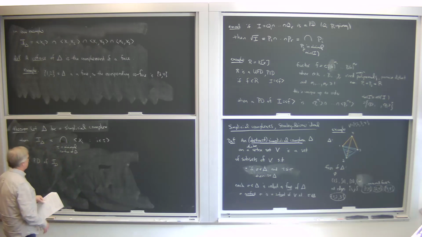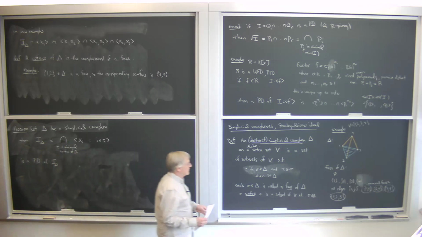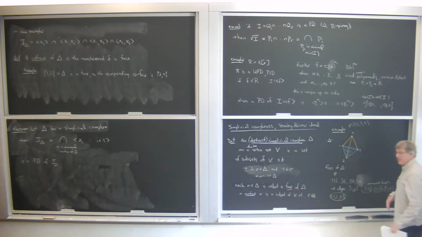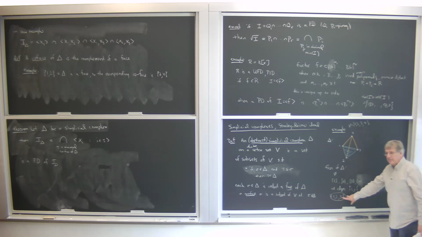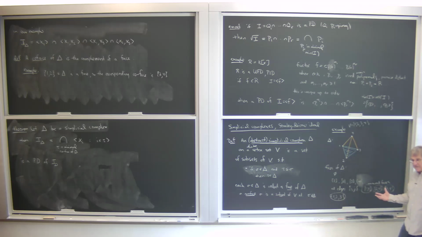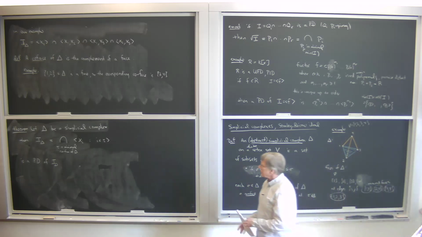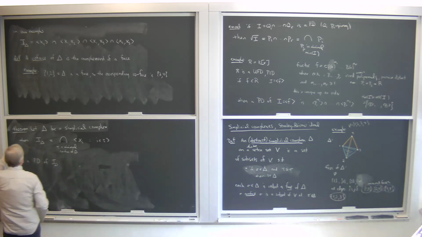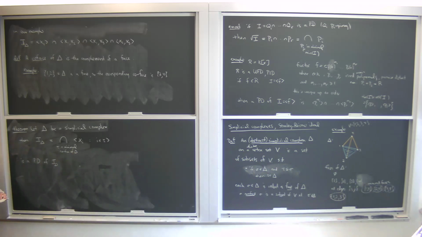So the minimal cofaces of delta are going to be the complements of the maximal faces. We've written down 4 maximal faces, so we take the complements of each of those sets. Here we get 4. Here we get 2, 3. Here we get 1, 3. Here we get 1, 2. And that's exactly what we have up there. So this is a kind of a cool fact.